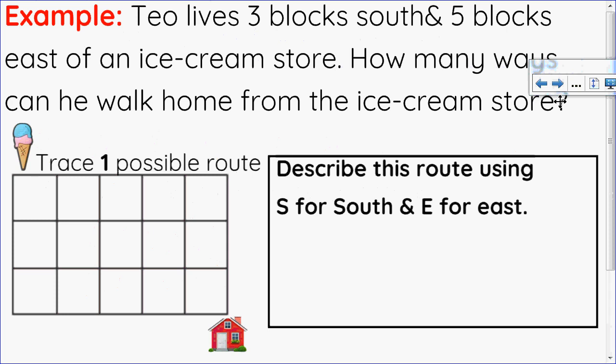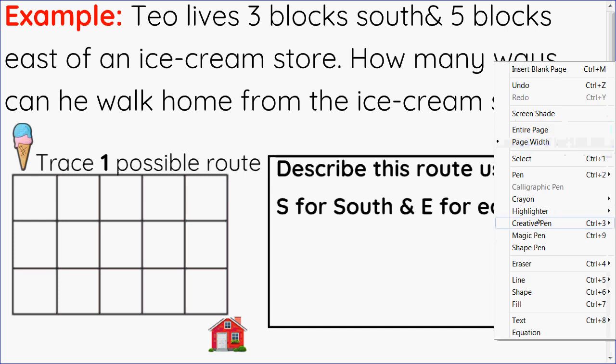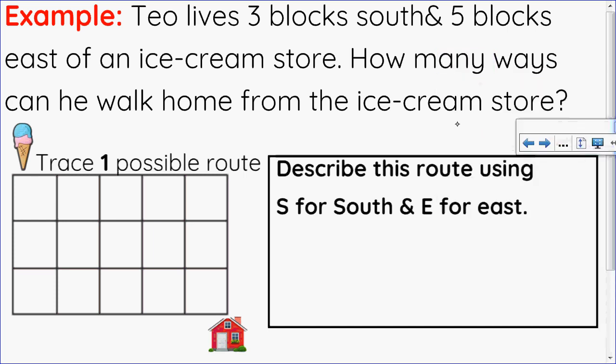Here's another example, an adaptation of the repetition question. Teo lives 3 blocks south and 5 blocks east of an ice cream store. How many ways can he walk home from the ice cream store? So this is kind of like a grid map view. Well, to illustrate this, I'm just going to trace out one possible route. Now, there are several routes. We're going to find out how many there are altogether.